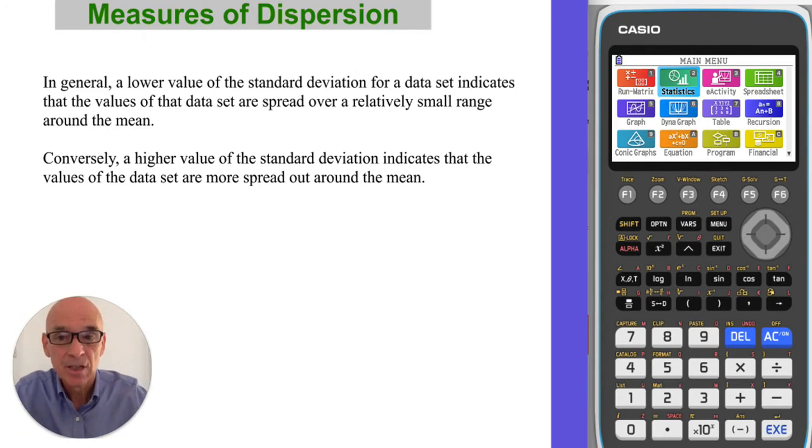In general, a small value of a standard deviation for a dataset indicates that the values are spread over a relatively small range clustered around the mean, whereas a higher value of a standard deviation indicates that the values of the dataset are more spread out around the mean.